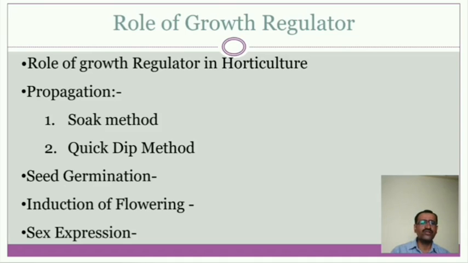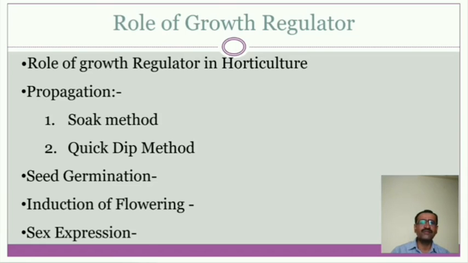Here some growth regulators are used in layering, grafting, and budding for getting high success, for getting rooting in that layering or grafting. Okay, these are the two methods of propagation.